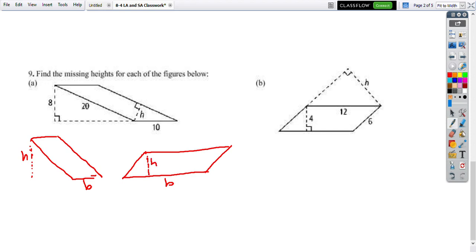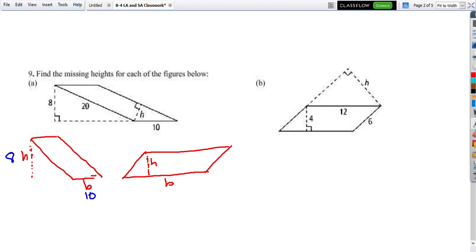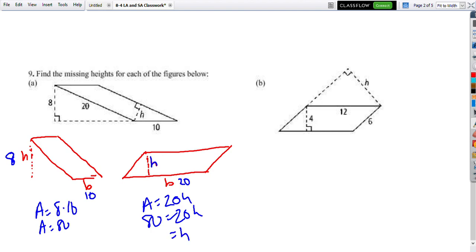So if this is sitting up, this is 10 and this is 8. All right, if that's standing on the tall end. And then if this is laying on this long side, this is 20 and this is h. And so I know that if I calculate the area here, which is 8 times 10, so that's 80, that area has to be the same as 20 times h. So if 80 equals 20h, then what's h? Same thing here, okay? So I want you to do the same thing for b, and you guys should be able to figure that one out.